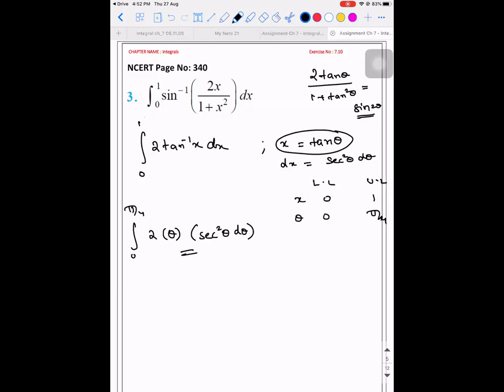After this, you can do by parts and then solve it. That part you guys will do. So apply ILATE, algebraic and trigonometric. First function, second function, and then solve it, you will get the answer. Try it out. If you don't get it, let me know in the next class. Okay.